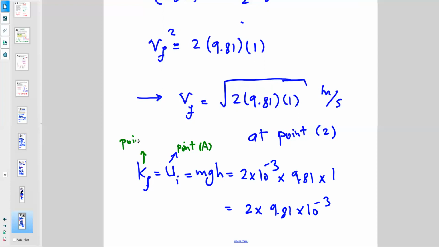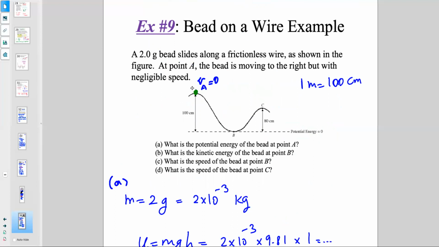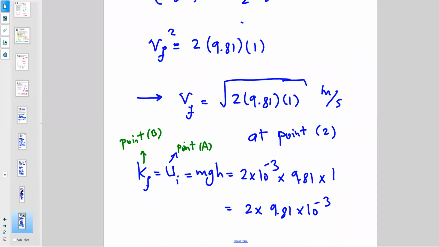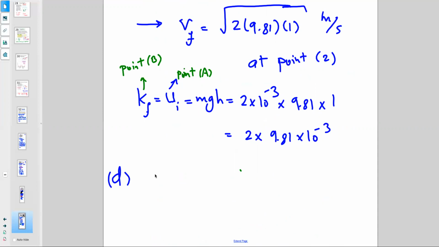We have a conservation of energy. So whatever potential energy I have here at point A should be equal to whatever energy I have at point B, which is only in the form of kinetic. What is the speed of the bead at point C? So part D of the question is asking, V at point C, what is that?